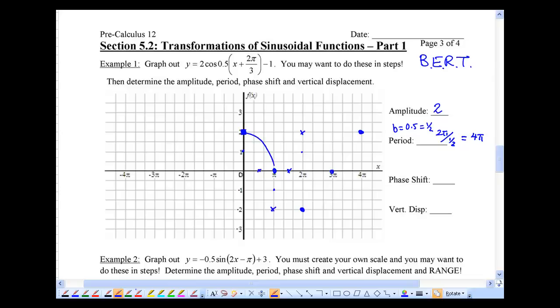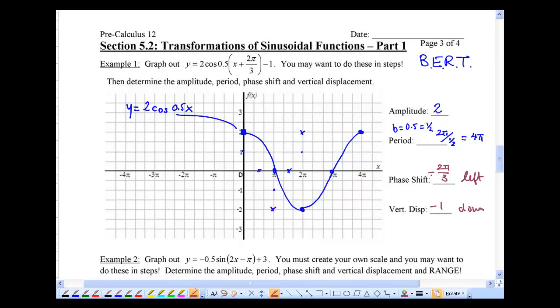So, big dots. Here's my graph. This is just temporary. This is the graph of y equals 2 cosine 0.5x. This is, of course, the expansion and compressions only. Now I'll do the phase shifting and the vertical displacement. These are the translations. I'll use my purple pen. Phase shift seems to be I'm going 2 pi over 3 to the left. So that's left, right? And then because I have a -1, I guess I'm going down 1.